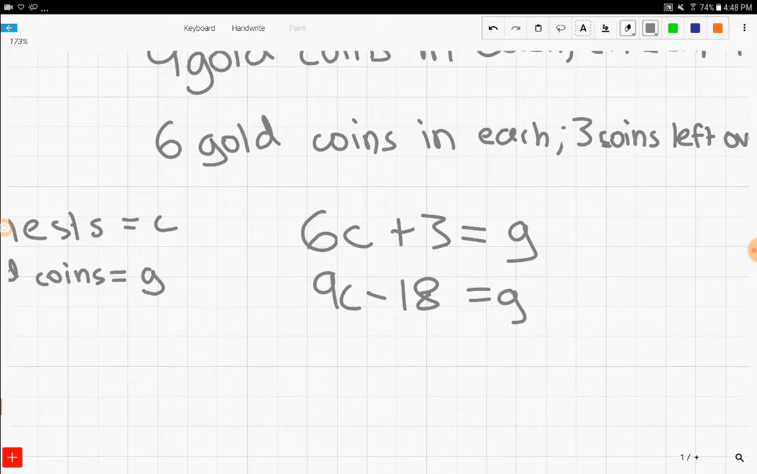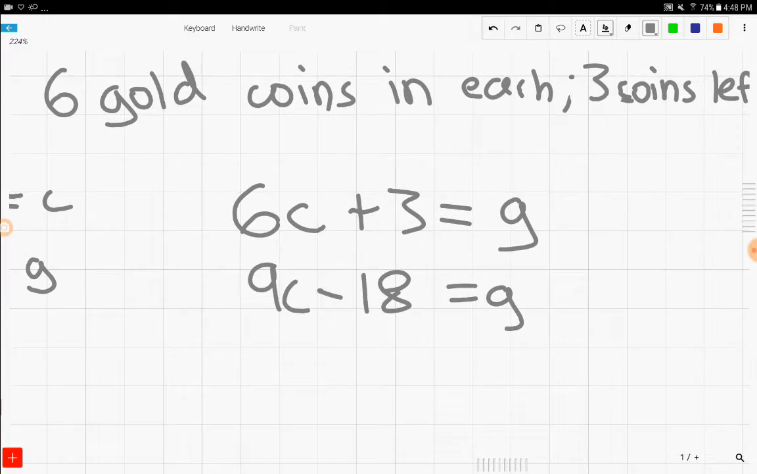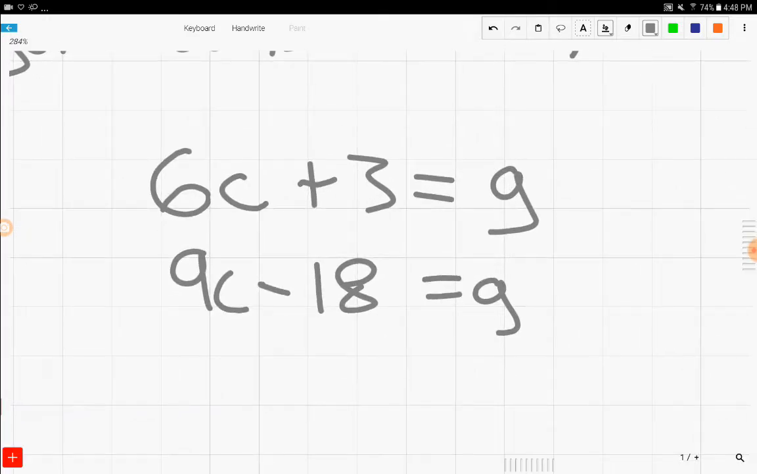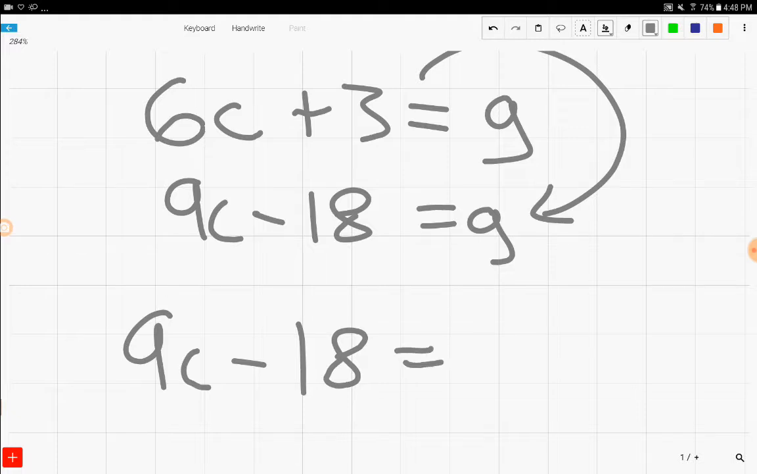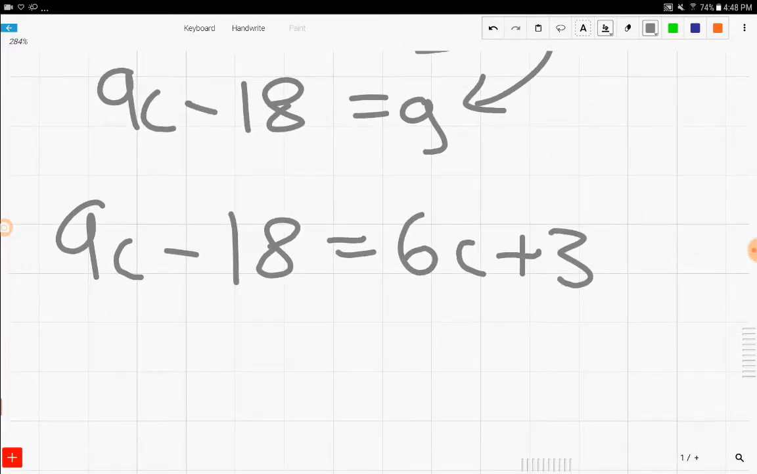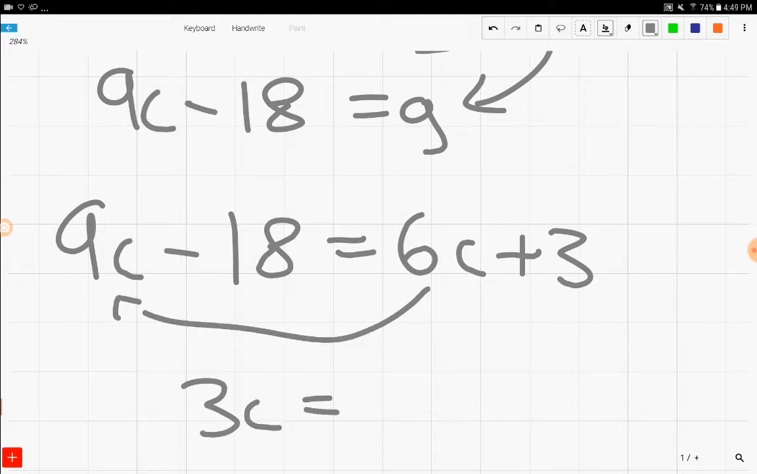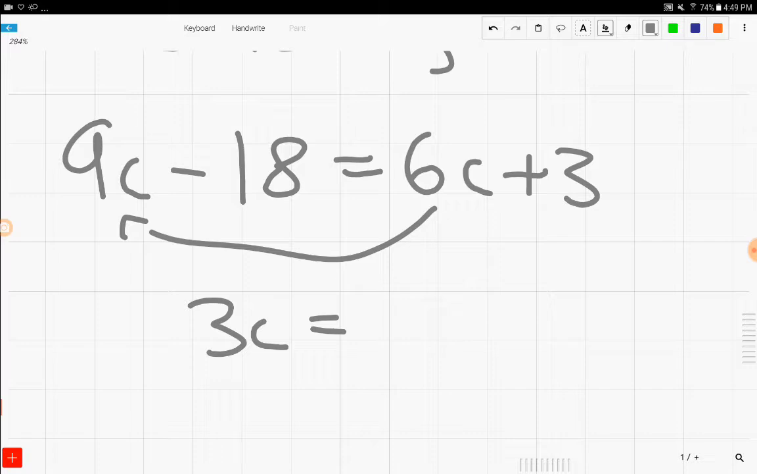Now, substituting the first equation into the second one, we get that 9C minus 18 equals 6C plus 3. Then we can subtract, and we get 3C equals 18 plus 3, which is 21, and C equals 7.